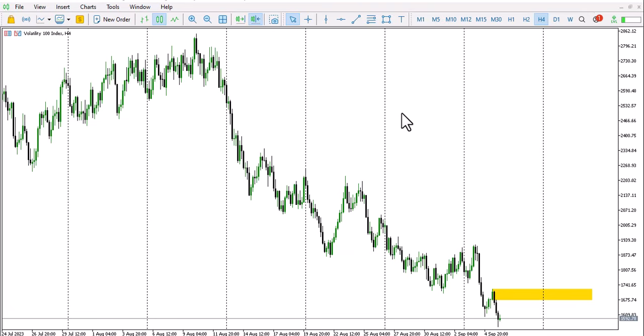Today I want to show you an exhaustive all-in-one volatility indices strategy that you can use on any indices offered by Deriv.